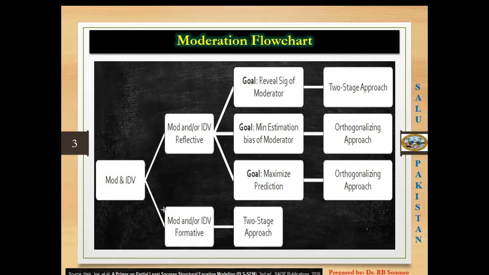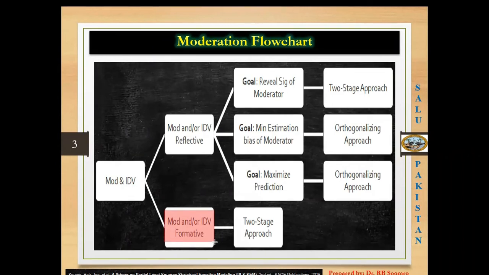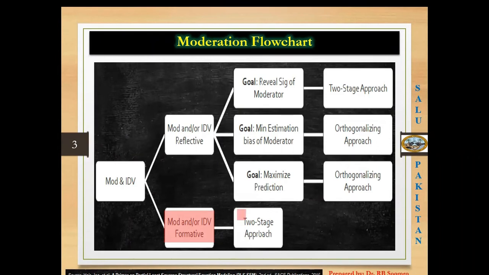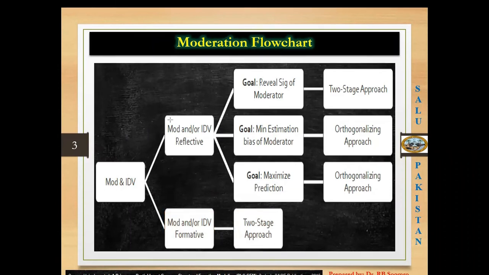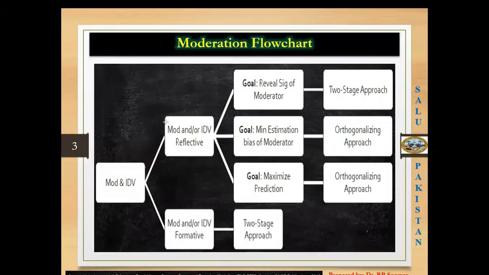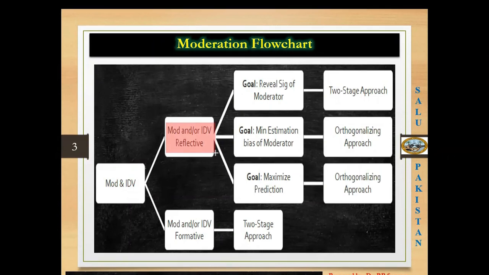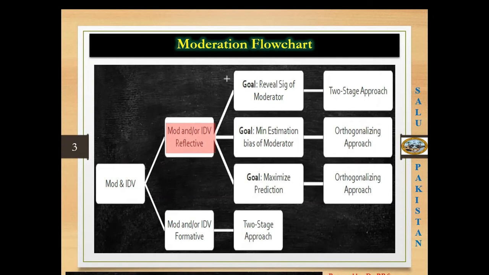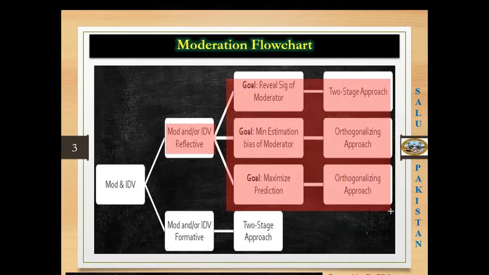Okay, so the first thing is, if your moderator is formative, or if your independent variable is formative, or if either one is, in this case we can use the two-stage approach. Another thing is the case of reflective, where again the same condition applies. If your moderator or independent variable is reflective, or either one, then we have to choose from the other approaches, where two approaches are available.